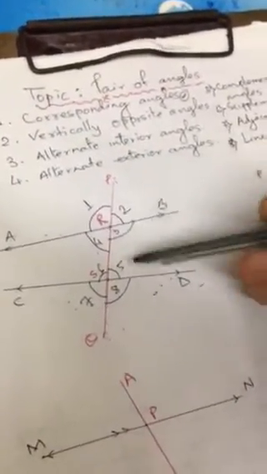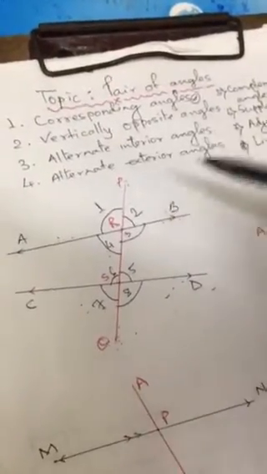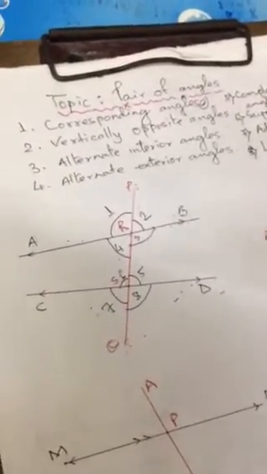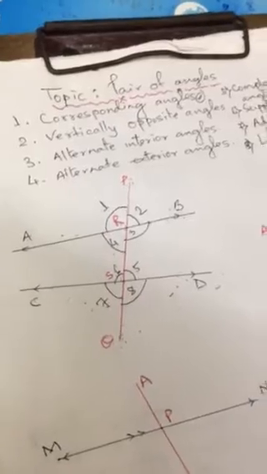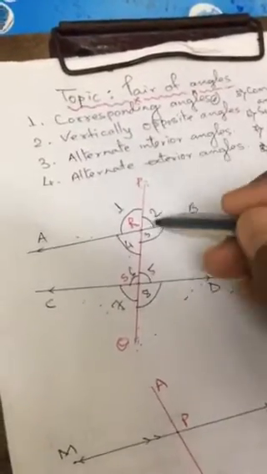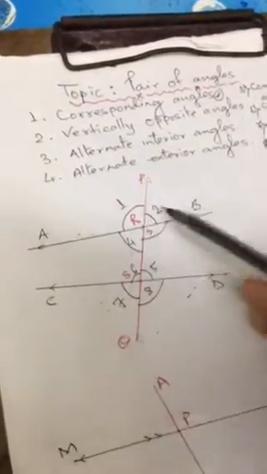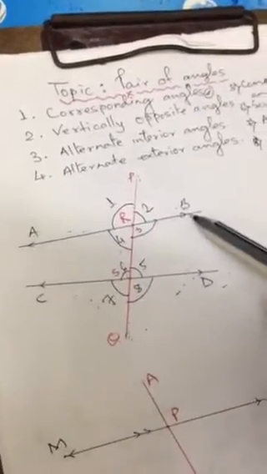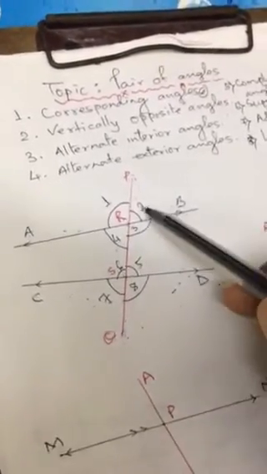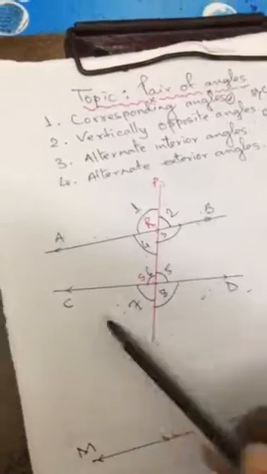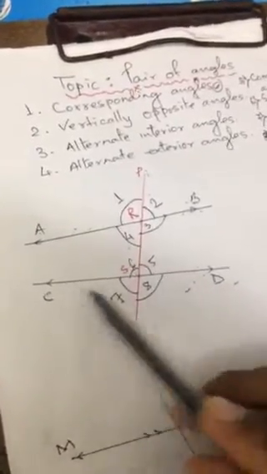You should always remember that corresponding angles should be in the same direction also. Means if one angle is above the one line, like you see here, angle 2 is above the side AB, angle 2 is above the side AB. And which angle is above the side CD?